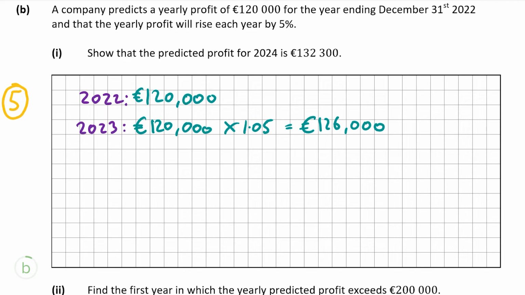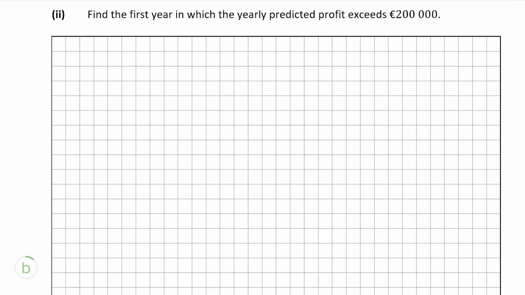And now at the end of 2024, we're going to multiply our answer from 2023 by 1.05 again. So that's 126,000 by 1.05. And this will give us 132,300 euro. And that's the predicted profit for 2024 as the question wanted us to show. So now we can move on to B part 2, and this again is worth 5 marks. This wants us to find the first year in which the profit will exceed 200,000 euro. Now I did use a longer way of doing it in B part 1. However, we do also have a quick formula for doing this, and this is in your formula and tables book.